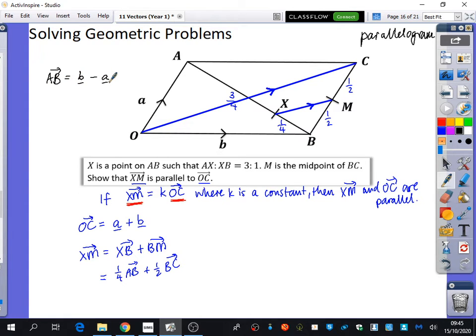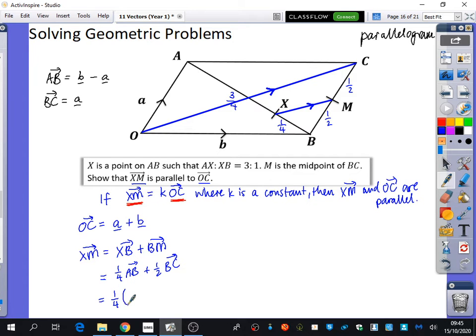B minus A, because these are the position vectors of A and the position vectors of B, and it matches up with what we were saying before as well. And then the other one we want, for B to C, is just going to be A, okay? B to C is just A. So I'm now going to come back to this, and I'm going to start doing some of the calculations.